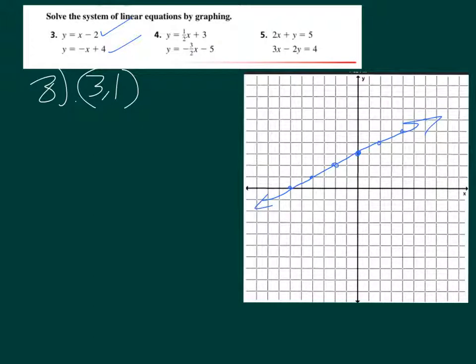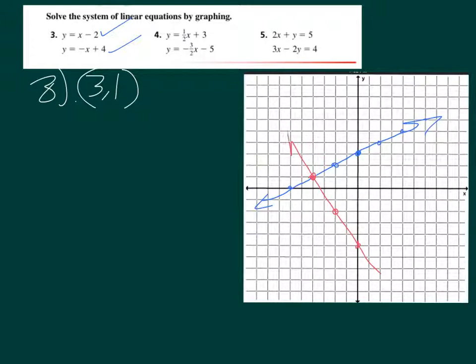The second line, I have negative 5 for my y-intercept, so I go down 5 and I plot a point. After I go down 5, then I use my slope, which is negative 3 over 2. Instead of going down 3 and right 2, I'm going to go up 3 and left 2. Go up 3 and left 2, and it looks like right there is where they intersect.